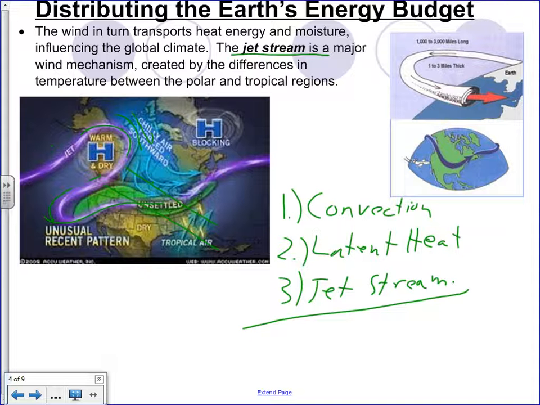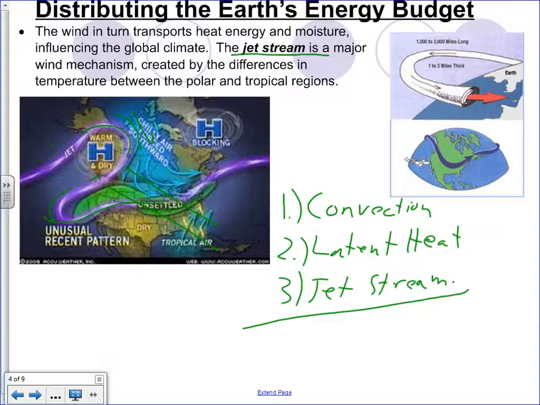Now, the jet stream's not going to stay on this path for very long. So that unsettled air and those unsettled conditions might last for a couple of days. But as these high pressure areas start moving around, the location of the jet stream will change and weather will change and go back to normal.